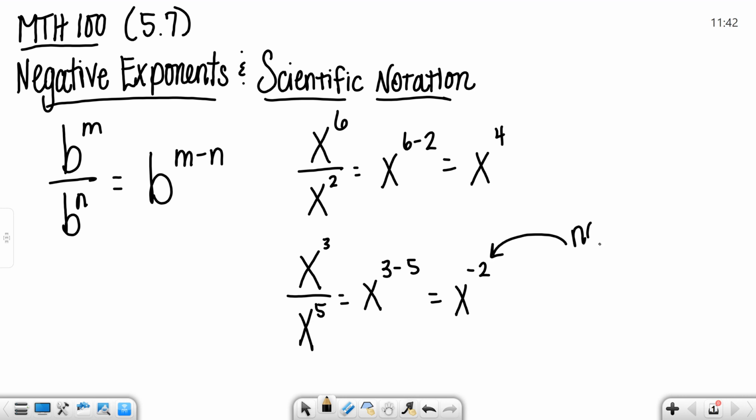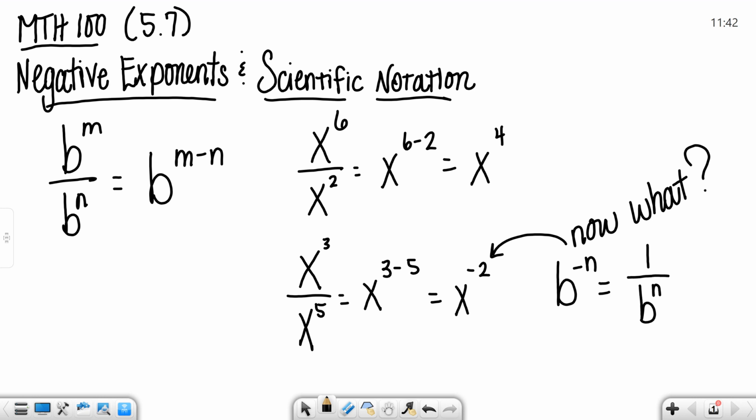So we've got to know what to do with that, since it's a negative exponent. Well, there is a rule for that. Our rule for this is if you get some number raised to a negative exponent, then that means put that thing in the denominator and the exponent becomes positive.